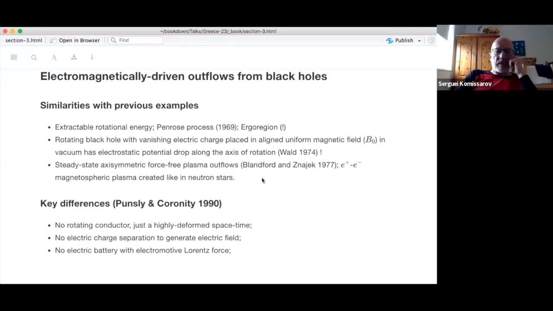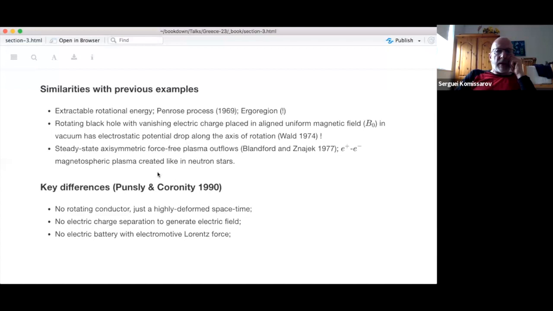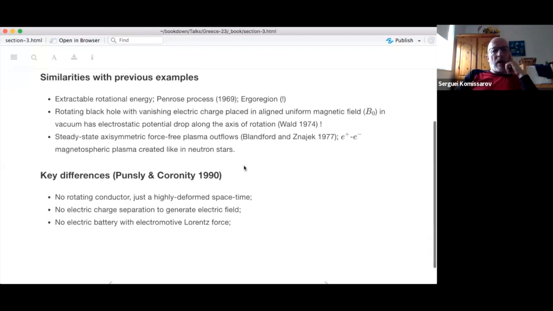found a solution. And the plasma in this model is supposed to be created like in the magnetospheres of neutron stars, where we've got gaps with a copy of pair production. Okay, but there are some differences from the previous examples.